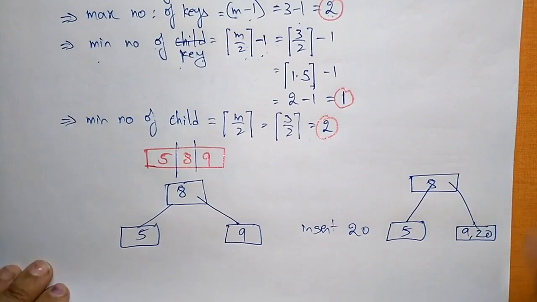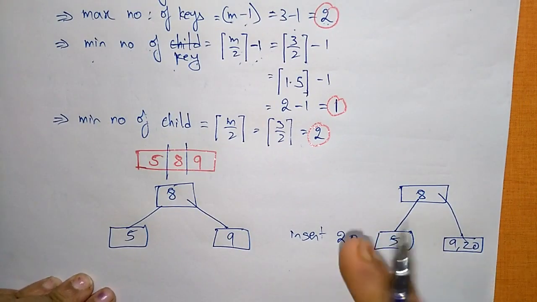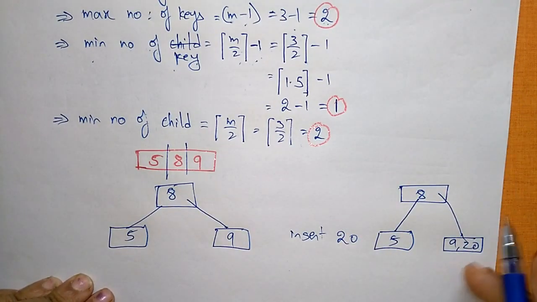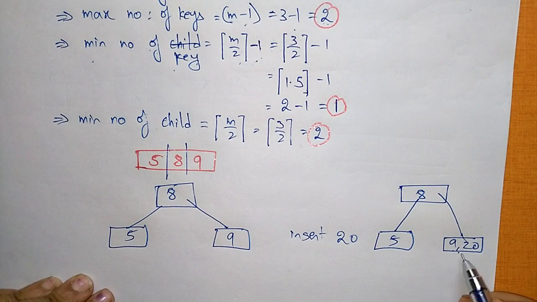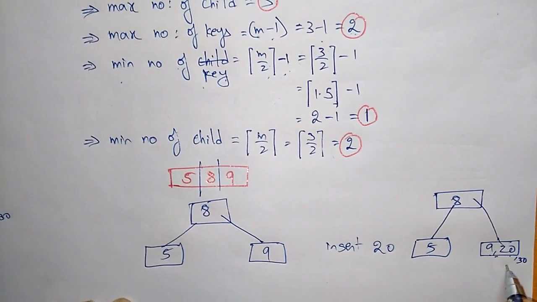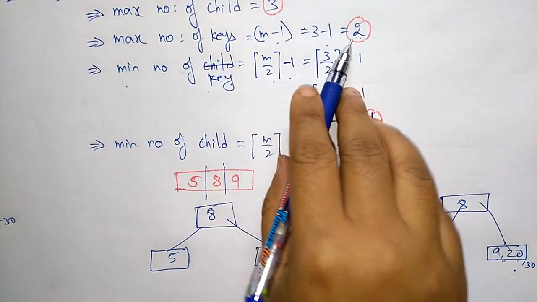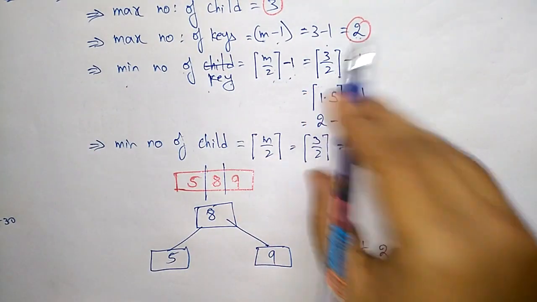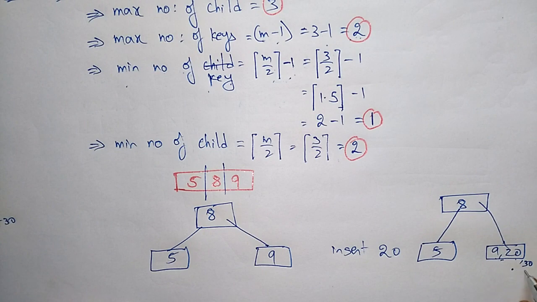Okay, so if I insert 30, where do I have to insert? So, right side of the root node. Right side of the node means here: 9, 20, 30. But the number of keys should be only 2. Here, if I insert 30, it becomes 3. So the maximum number of keys should be only 2.